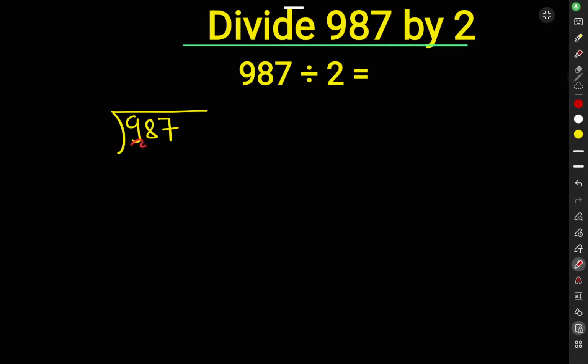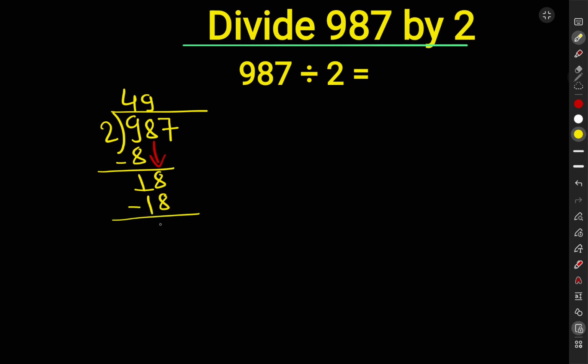We divide 987 by 2 in a long division method. So 2 times 4 is 8. On subtracting we get 1. So now we put down this 8 and 2 times 9 is 18.